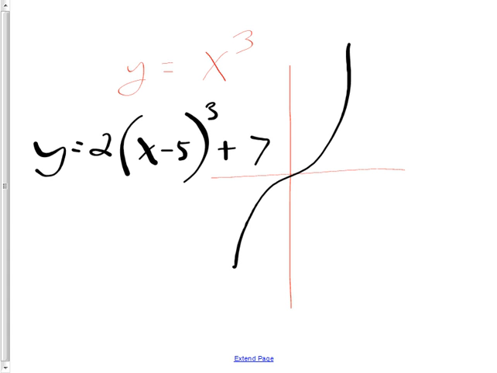I suggested you always start where? Inside, and what does that one mean? Right 5. And then you go to the outside, and which one should be first, A or B? A is first, so that's a 2. It's not a 2 stretch, it's a vertical stretch factor of 2. And then the last thing is the up 7, which you can just say up 7.